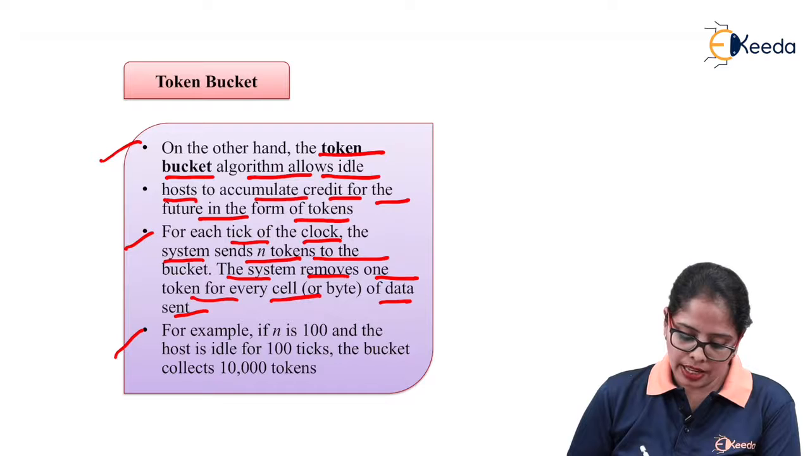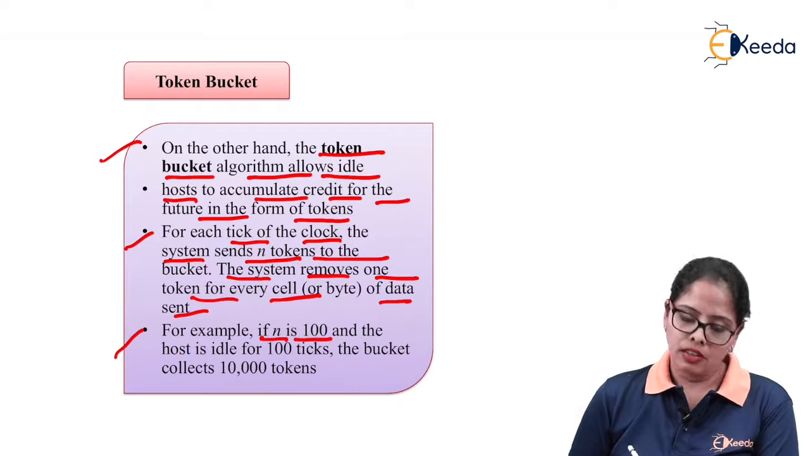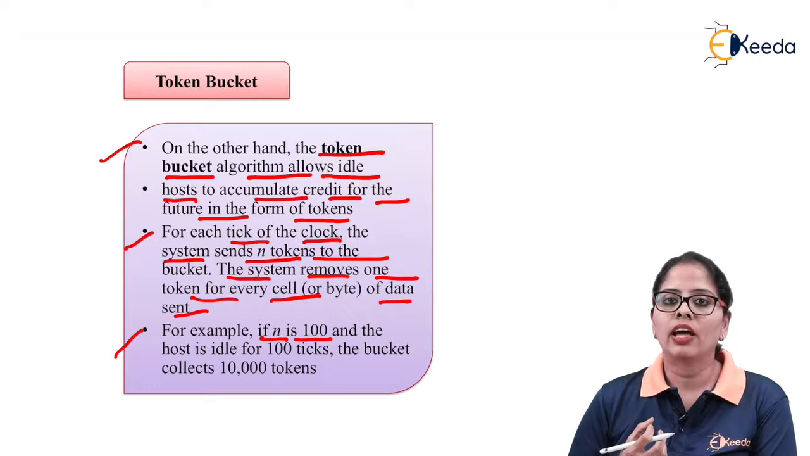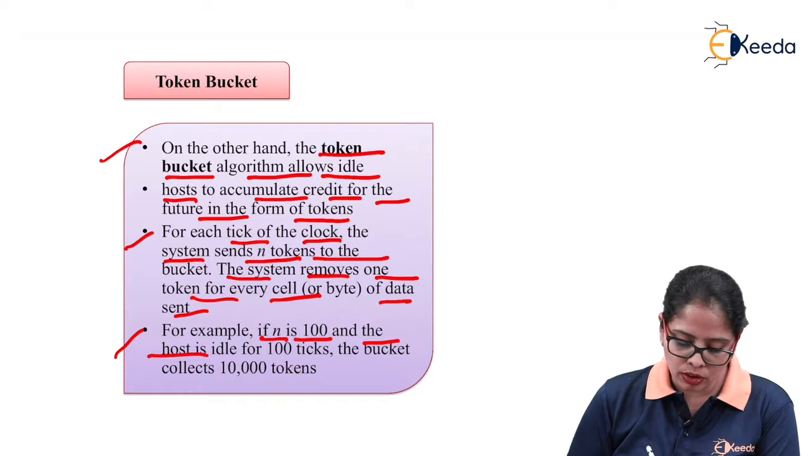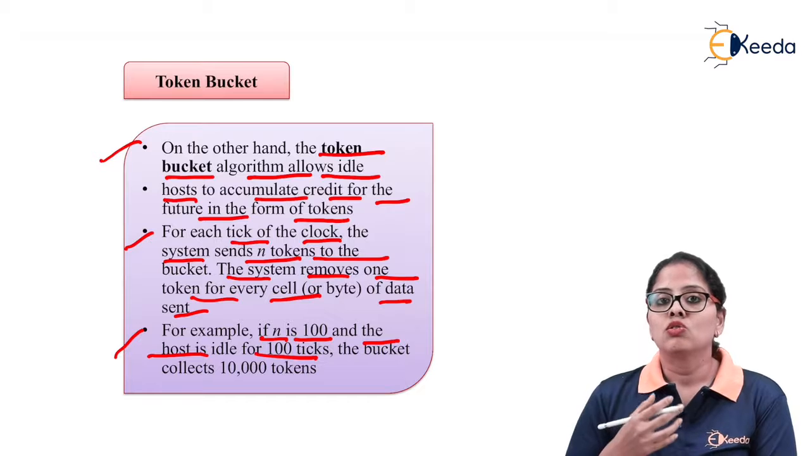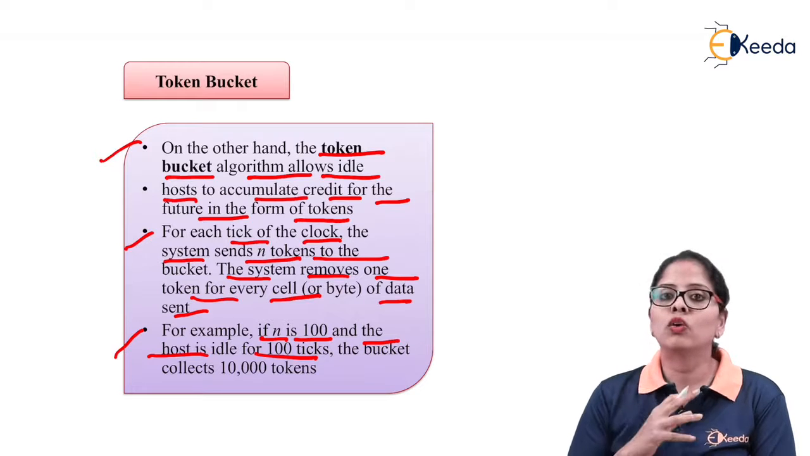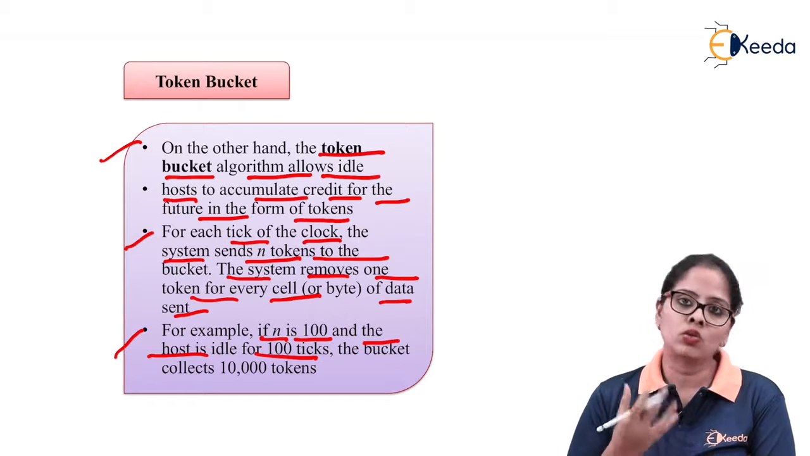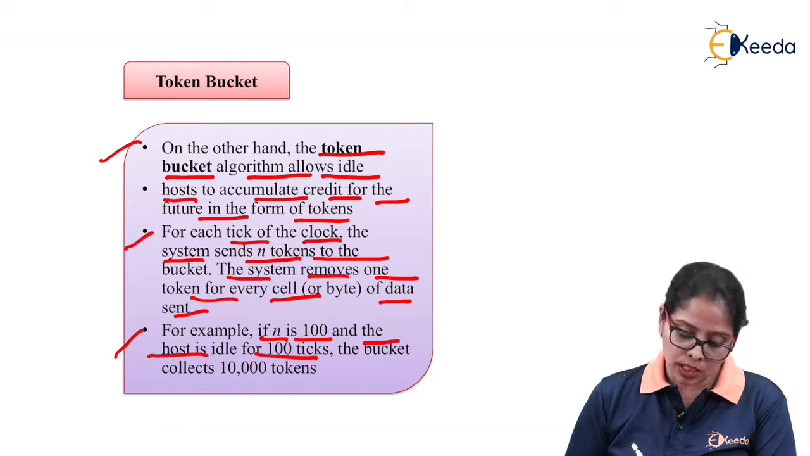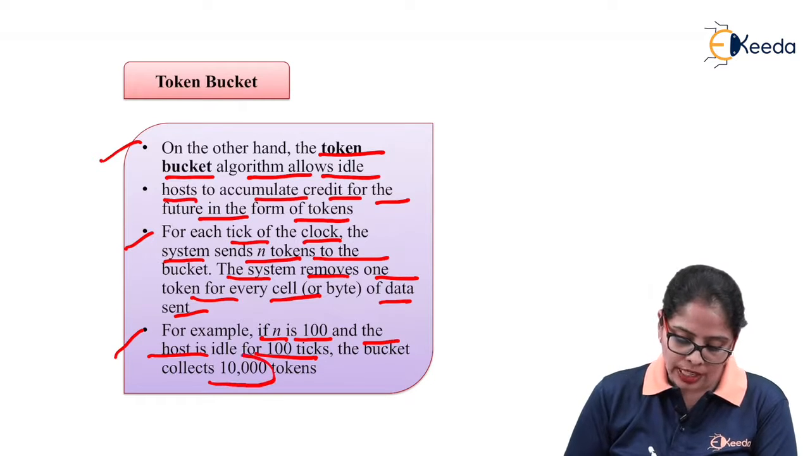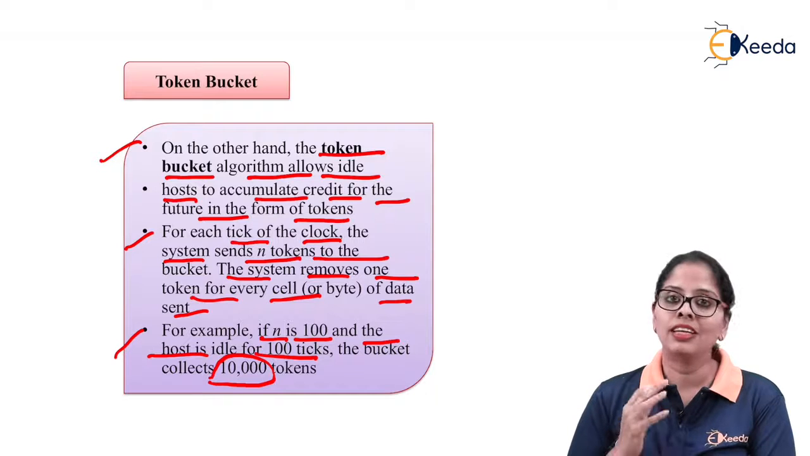For example, n is 100. Right now I have 100 tokens, and the host is idle for 100 ticks. So till 100 ticks my host does not have data to send. And how many tokens are accumulated in the bucket? It is 100 into 100. So now I have 10,000 tokens collected in the bucket.